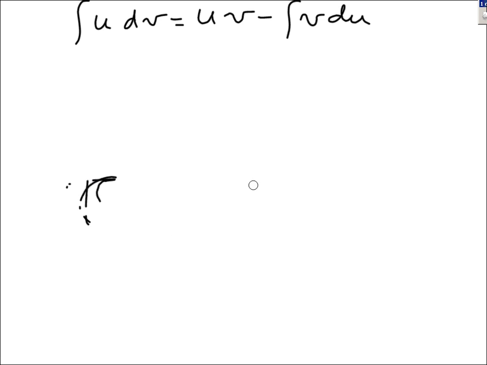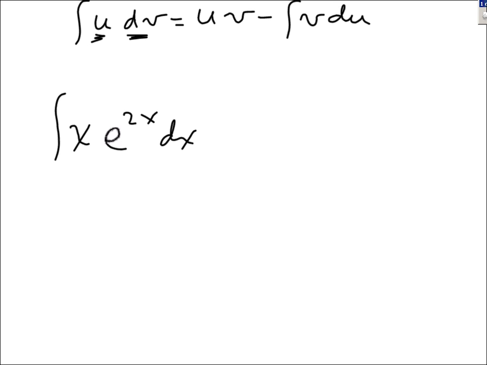If I give you an integral, you call part of it u, and the rest of it dv. For example, if I give you x e to the 2x dx. Actually, let's just make it a little bit easier. Let's just make it x times e to the x dx.